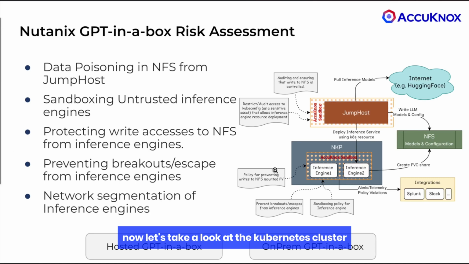Now let's take a look at the Kubernetes cluster, the NKP that is running our inference engine, and see the risks associated with it. Depending on the deployment model, the inference engine might be running a trusted or an untrusted model. If the model is untrusted, there is a certain possibility that it might have some vulnerabilities which an attacker might be able to use to break out of the designated container that this pod has, and access some of the other deployments on the pod, access the Kubernetes cluster itself, and compromise the entire system.